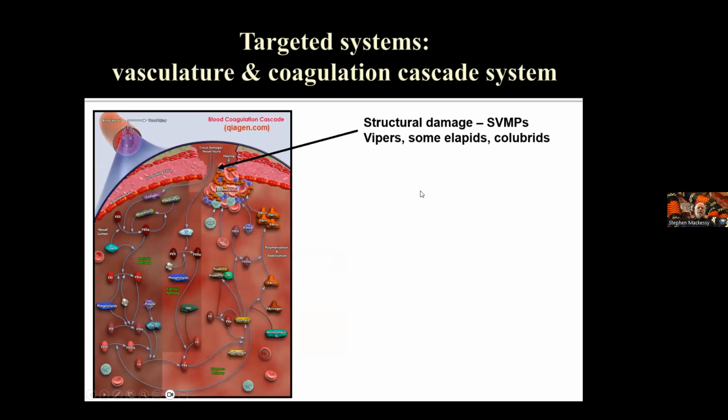But when we think about systems, it's really the vasculature and the coagulation cascade systems that have been really targeted by a wide variety of different toxin families found in venomous snakes. And so snake venom metalloproteinases can result in structural damage. We see these characteristic of vipers, some elapids, many colubrids as well. Hemolysis generally is due to action of phospholipases, not an overly toxic activity, but a very common one. PLA2s are found in most species of venomous snakes.